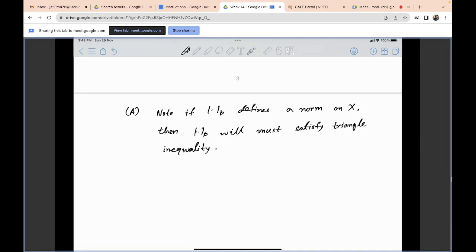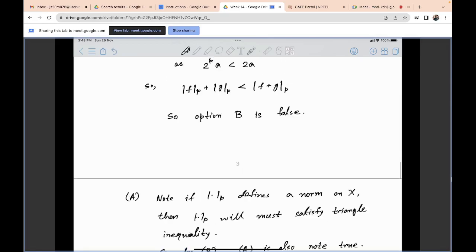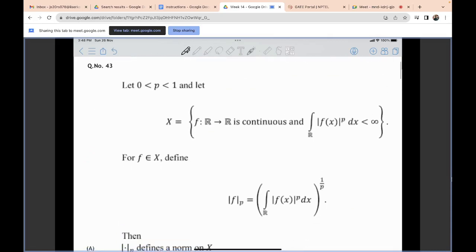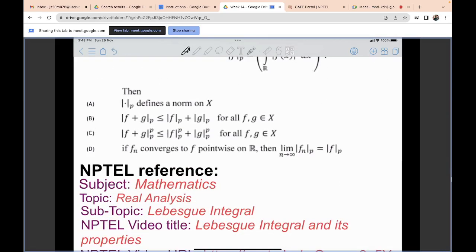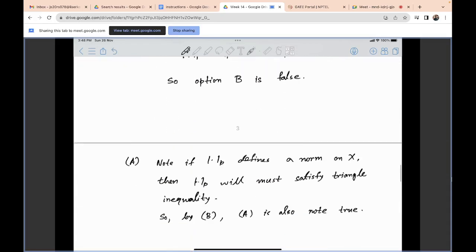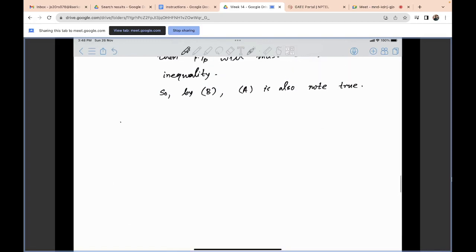But as this does not satisfy, so by option B, A is also not true, because it does not satisfy the triangle inequality. Options A and B are false. And what is option C? You have to check that ‖f+g‖_p^p is less than or equal to ‖f‖_p^p plus ‖g‖_p^p. So let's check option C.